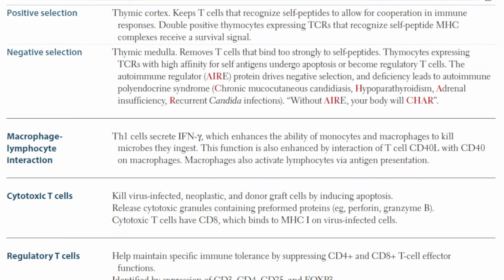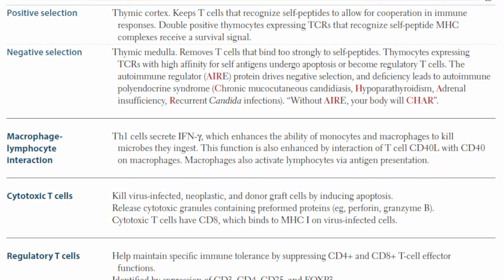The autoimmune regulator, AIRE protein, drives negative selection, and deficiency leads to autoimmune polyendocrine syndrome. This is chronic mucocutaneous candidiasis, hypoparathyroidism, adrenal insufficiency, and recurrent candida infection. This is a mnemonic that says, without AIRE your body will CHAIR. Without AIRE your body will CHAIR. So CHAIR is a group of diseases that could happen if you don't have negative selection working perfectly.